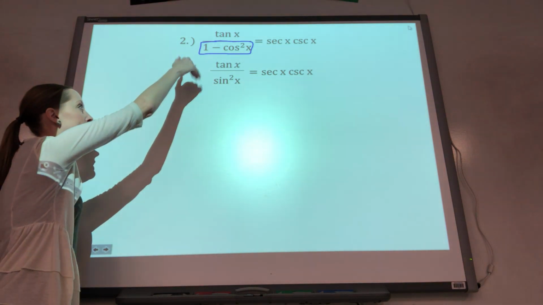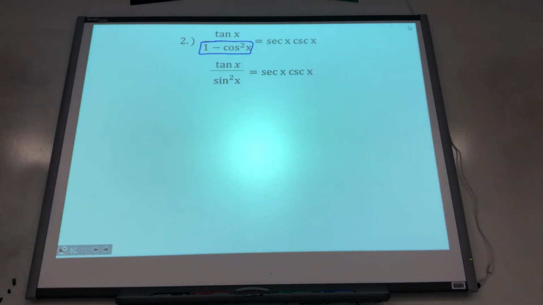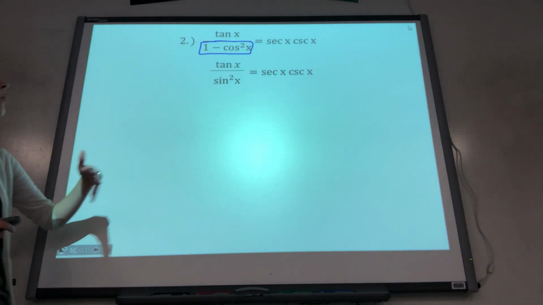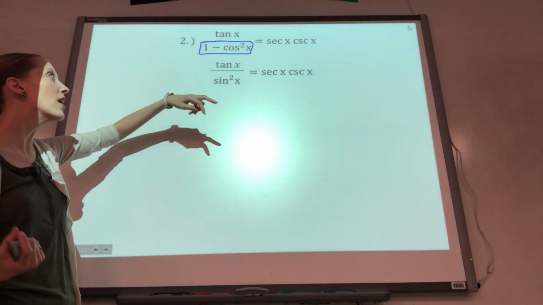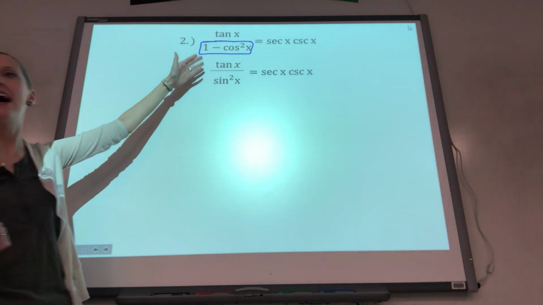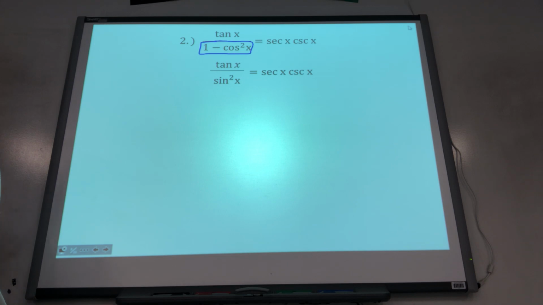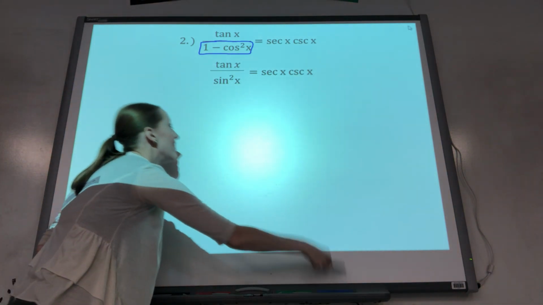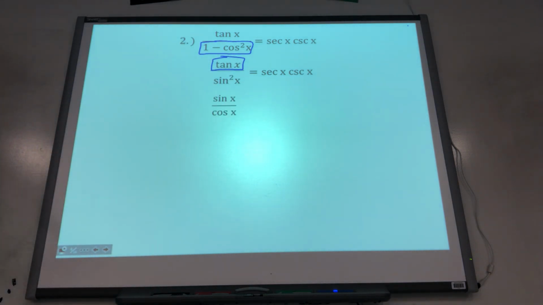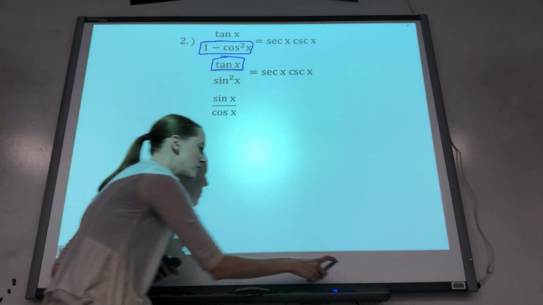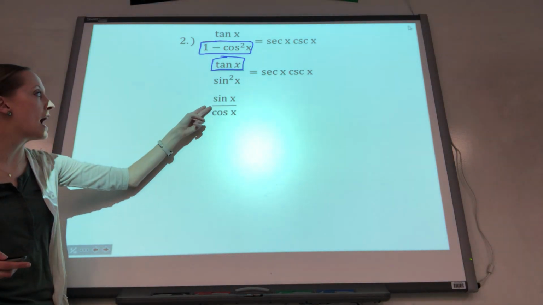Now, keep the right, work on the left. I'm thinking of tangent and sine. Is there any way we could rewrite tangent to have a sine, or any way to rewrite sine to have a tangent? Any ideas? Quotient identity. If you look at those, tangent is the same as sine of x over cosine of x. That's what I'm going to put right up here on top.